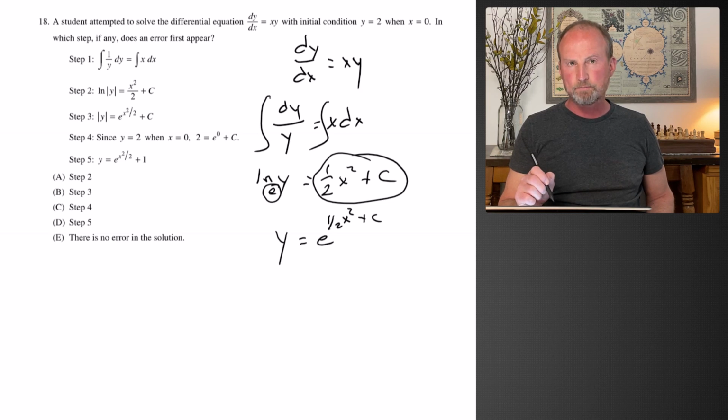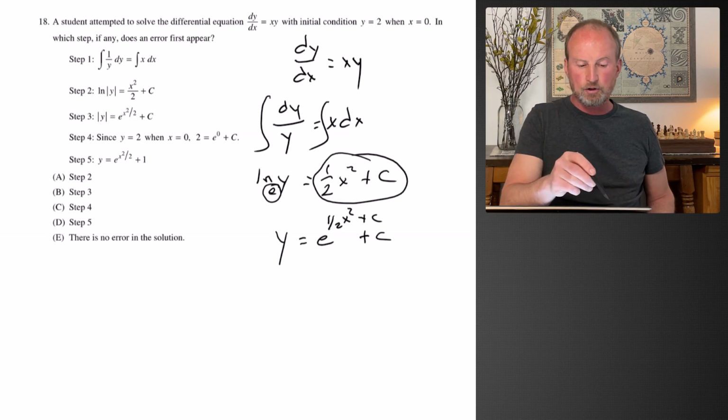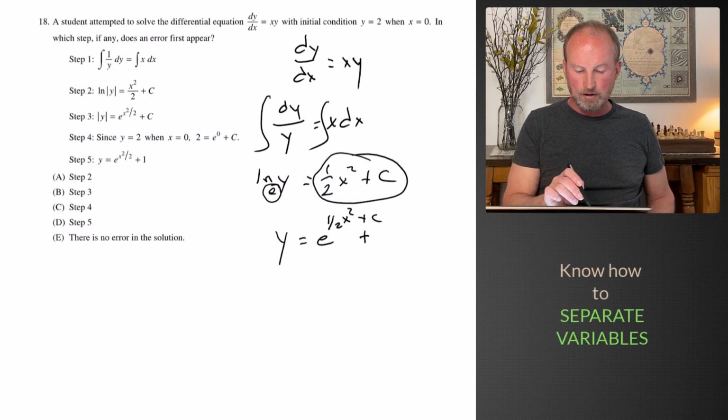Step 3 is close, but not the same. Their plus c is written down here, not up in the exponent. So the answer is step 3 is where the mistake was made. Letter B.